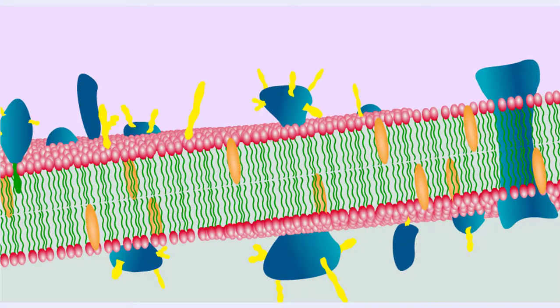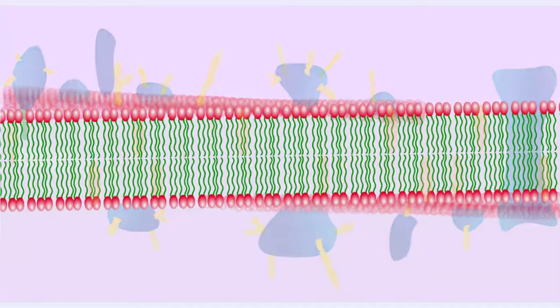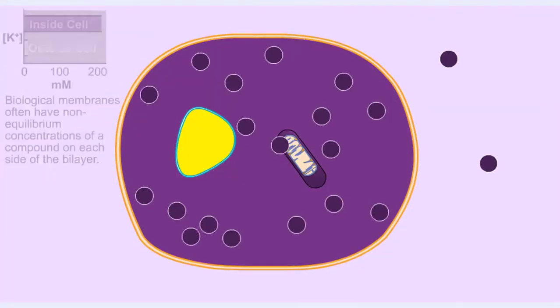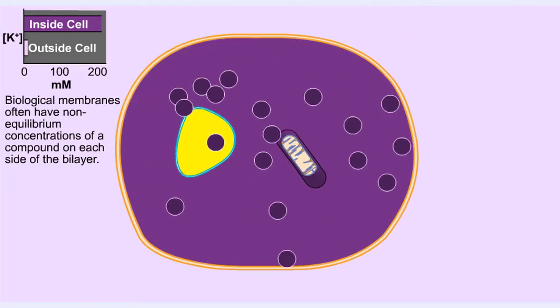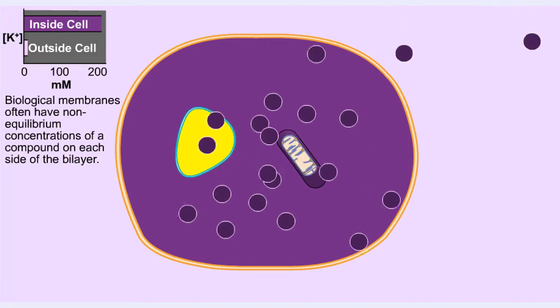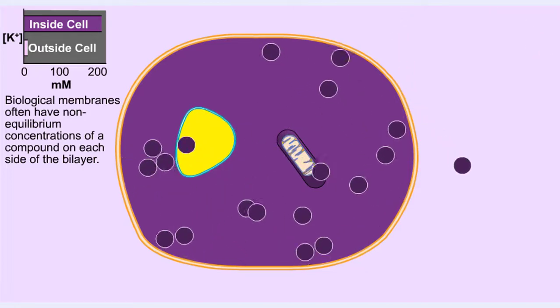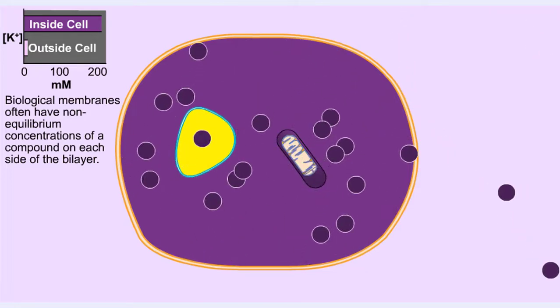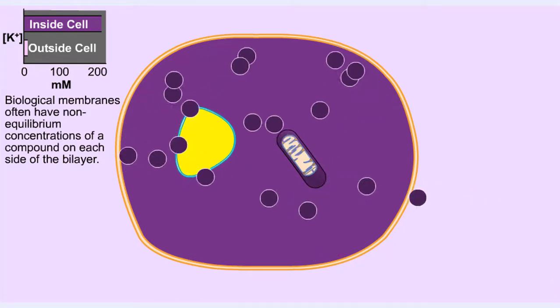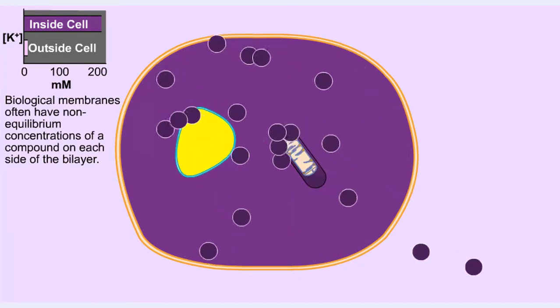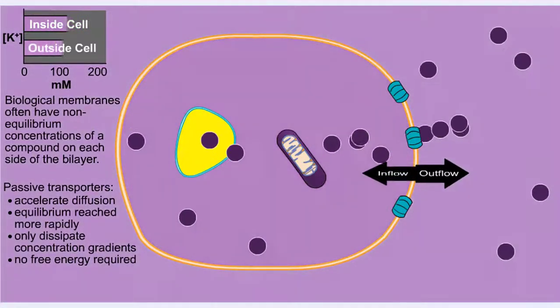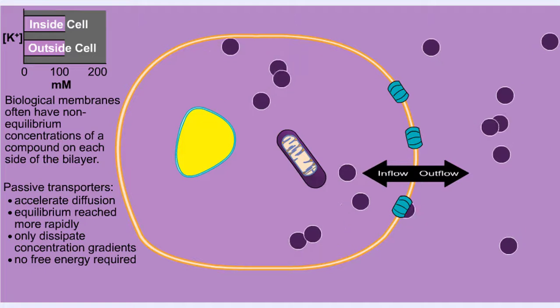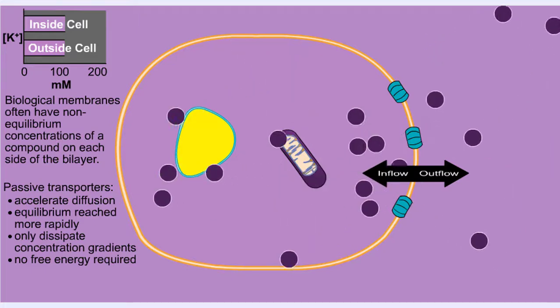Passive transport can be thought of as accelerated diffusion. The transporters simply allow the passage of molecules across the membrane at a much faster rate than would occur through normal diffusion, thereby bringing about an equilibrium more rapidly. Because of this, passive transporters do not generate a concentration gradient for a compound across a membrane, but can only dissipate the gradient. Also note that because this process of reaching equilibrium is energetically favored, there is no free energy requirement for passive transport.